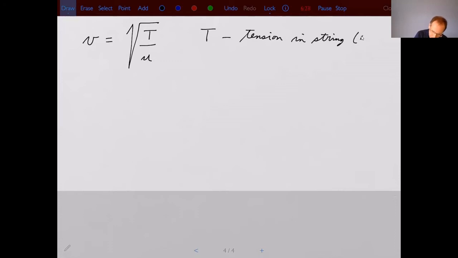So the velocity of the traveling wave on the string physically depends on the tension and the linear density. And the formula for it is going to be velocity is the square root of the tension over the linear density. So again, T is the tension in the string. And that's just in newtons, right? SI units, newtons. And then mu here is the linear density.